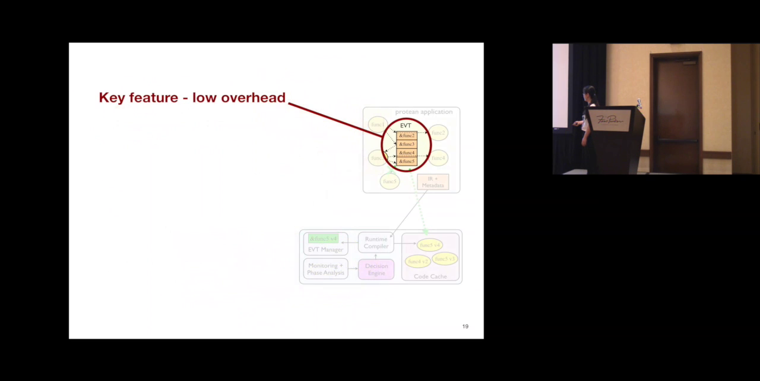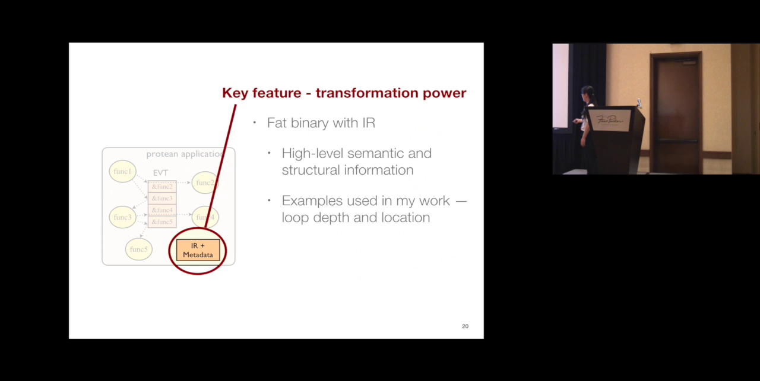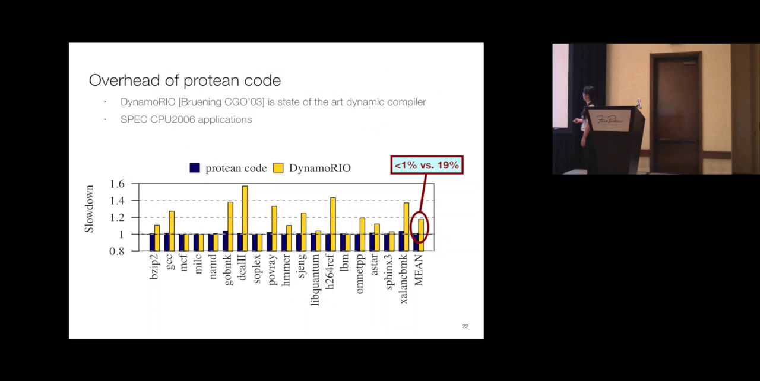So I'm going to quickly go to, this is why we have those key features satisfied. But just a quick graph to show the overhead. DynamoRIO is state-of-the-art, and it's running at 90% overhead without doing any recompilation. It's just basically running the system, and Protean Code is doing less than 1% overhead in this case.